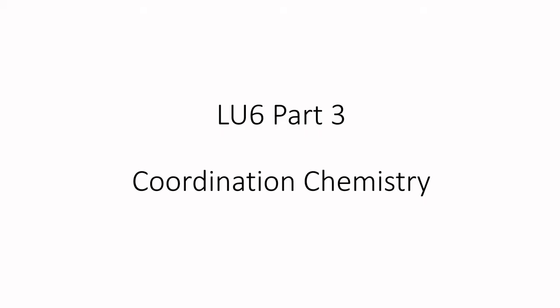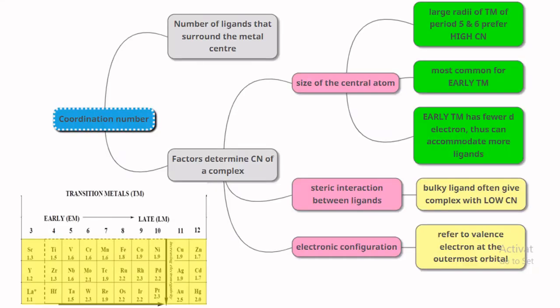On the lesson of some concepts or ideas in coordination chemistry. I have mentioned before in the previous slide how you can calculate the coordination number based on the number of ligands attached to the central atom. In this slide, I will explain the factors that determine the coordination number of a complex. It is always a question how do we know how many ligands can attach to the central atom? The coordination number is governed by a few factors.